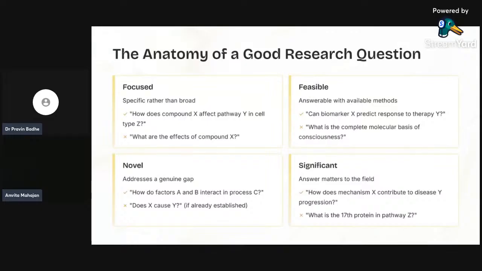And then last comes the significant. The answer should matter to the scientific community or the society. For example, how does mechanism X contribute to disease Y progression? If you search what is the 17th protein in pathway Z, this will have a low impact on that whole research. So find more ways to do good research by questioning at a very good and specific point, while maintaining the feasibility and novelty. And you need to be significant, of course.